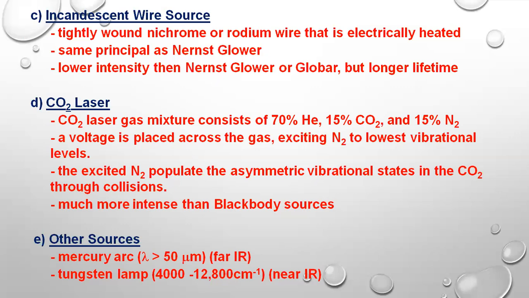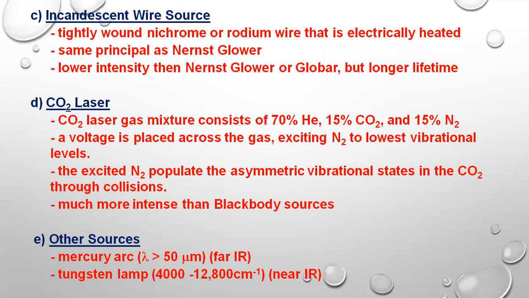Another light source which can be used for IR spectrophotometer is carbon dioxide laser. Carbon dioxide laser is a mixture of gases like 70% helium, 15% carbon dioxide, and 15% nitrogen. When a fixed voltage is placed across these gases, this voltage excites nitrogen molecules to higher vibrational levels. So this excited nitrogen populates the asymmetric vibrational transitions through collisions with carbon dioxide. It is much more intense than black body sources.